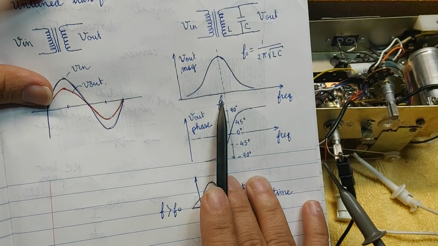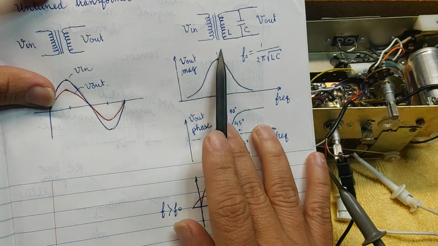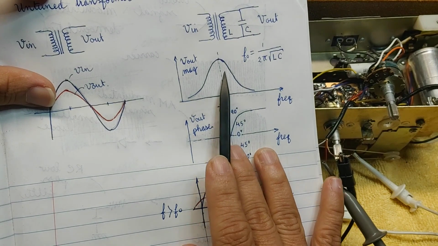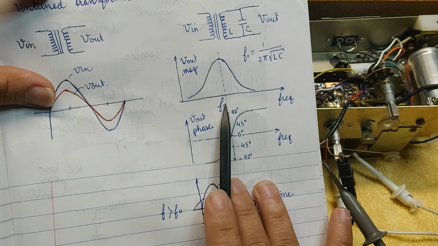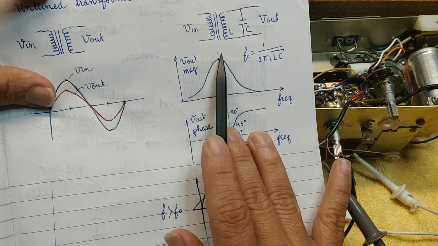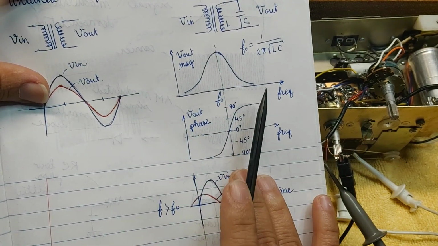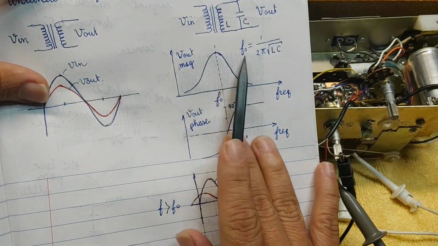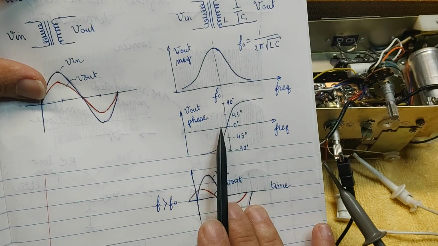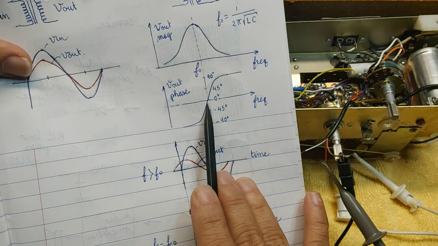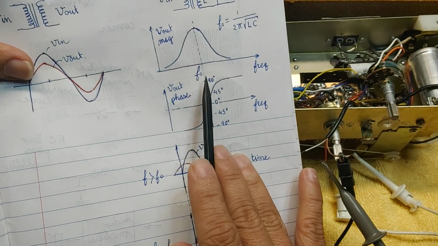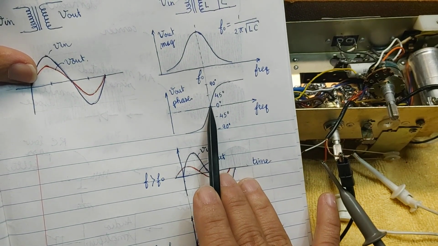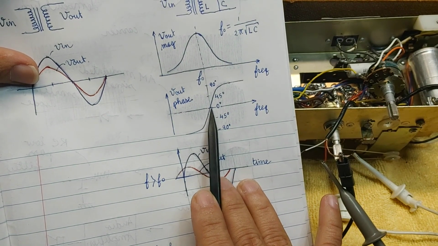At the resonant frequency, the magnitude of Vout is maximum, you see. And for frequencies above or below the resonant frequency, the amplitude decreases on both sides. The variation of the frequency not only changes the amplitude of Vout, but also changes the phase of Vout. When the frequency is at the resonant frequency, we have 0 degree phase, so that means Vout and Vin are in phase, with 0 phase difference.